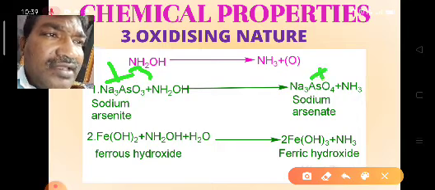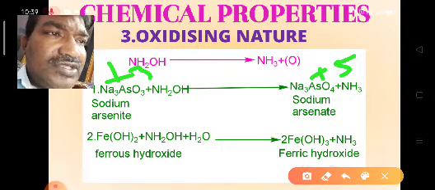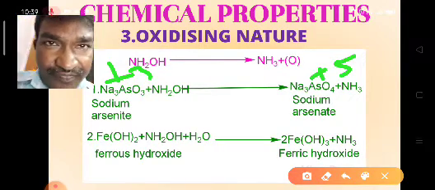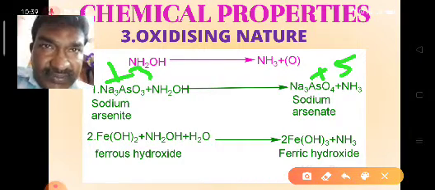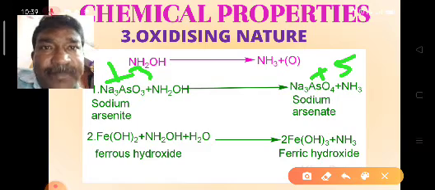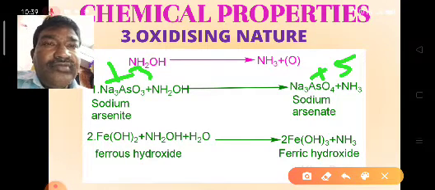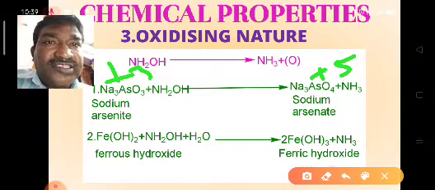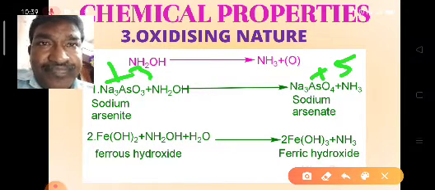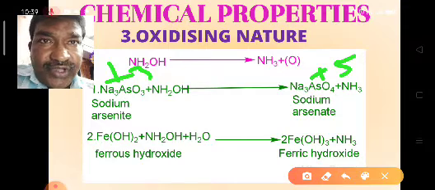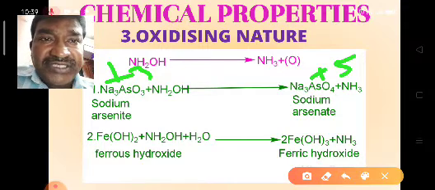And it oxidizes it to the sodium arsenate. In sodium arsenate, the oxidation state of the arsenic is +5. So here arsenic is oxidized from +3 to +5. So it oxidizes sodium arsenide to the arsenate.